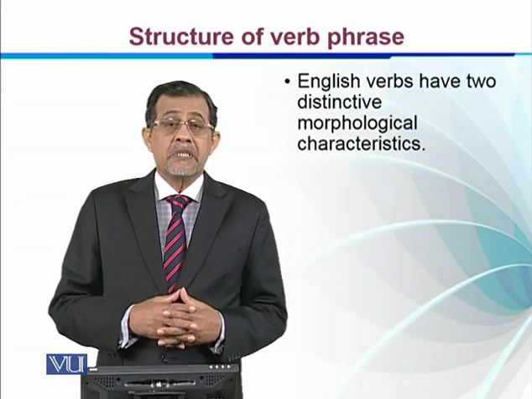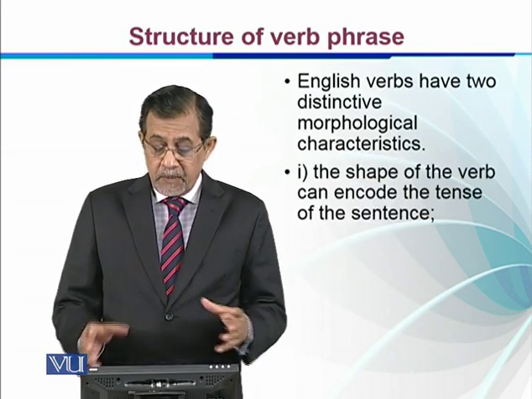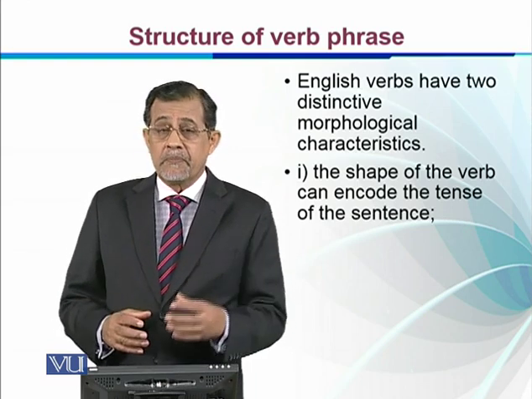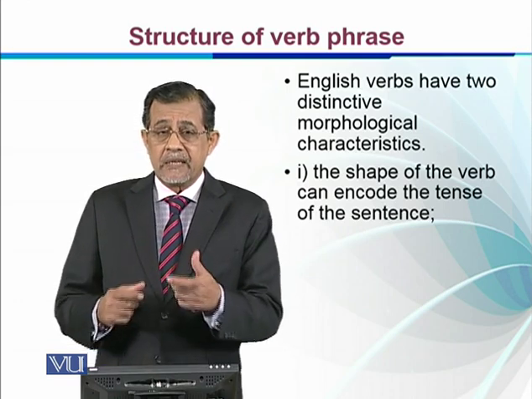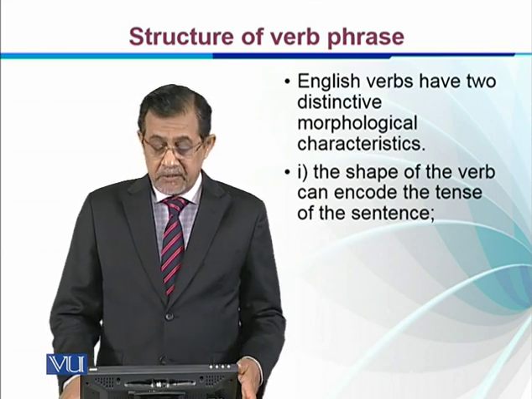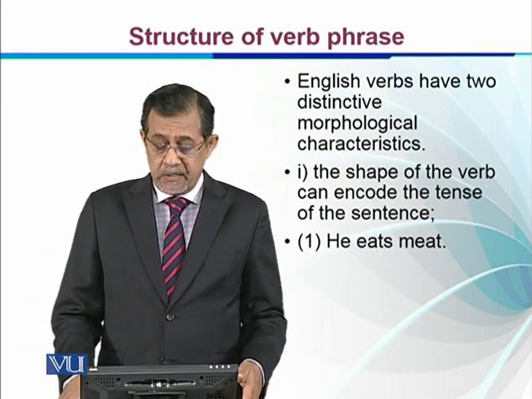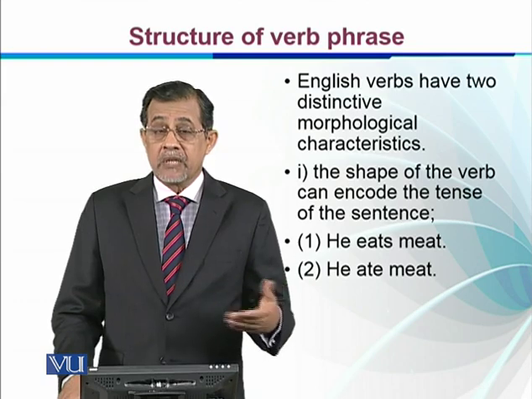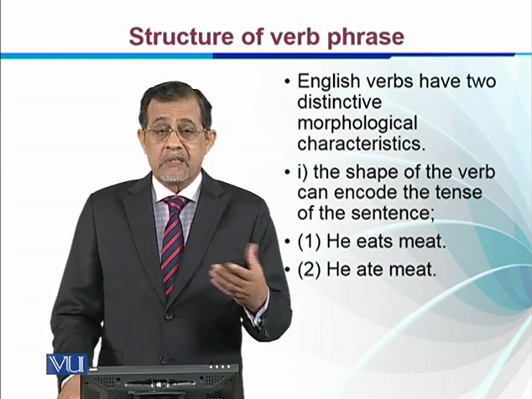English verbs have two distinctive morphological characteristics. One, the shape of the verb can encode the tense of the sentence. So, for example, he plays cricket. We see that plays has an S, so it can tell us that it's present tense. Similarly, he eats meat. Eats tells us that it's present tense. And he ate meat. Ate tells us it's past tense. So the morphology of the verb can tell us tense.